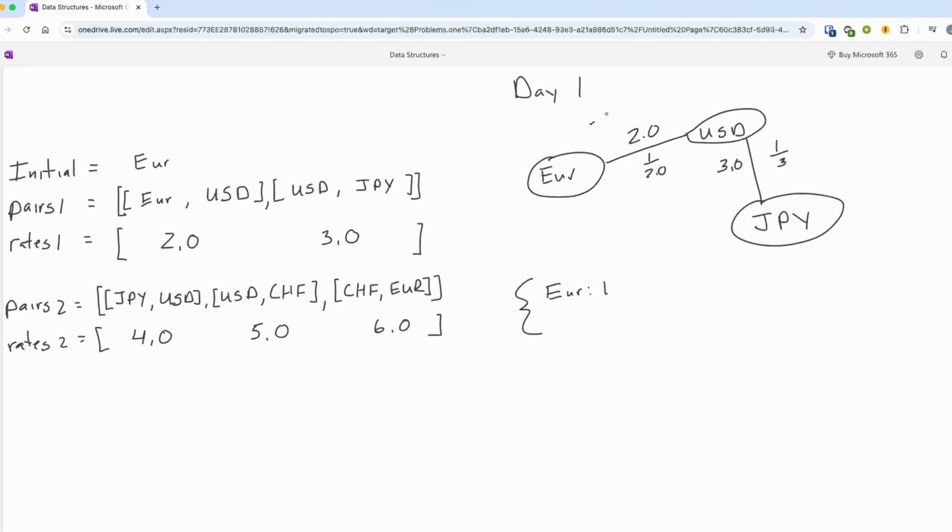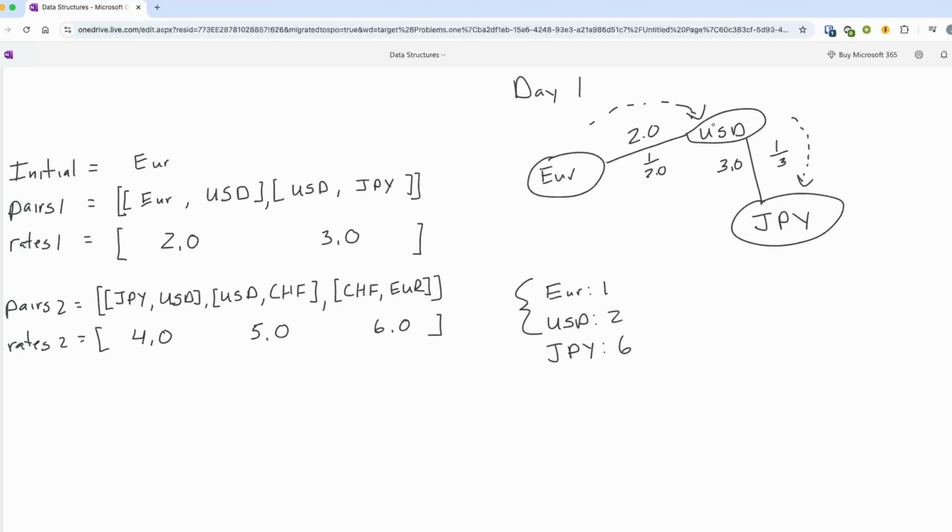So I can convert this to USD. So let's say we come over here to USD. So at this point, our 1 euro becomes 2. So we could say, well, I have 2 USD in this point. This is the maximum I've seen. Here, we can then go over to the yen, and here I can get 6 yen.